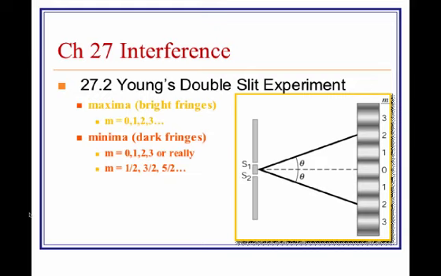What he found, and was able to quantify, is the relationship between the wavelength of light, the spacing between the two slits, and the angle, based on which maximum or minimum you were looking at.